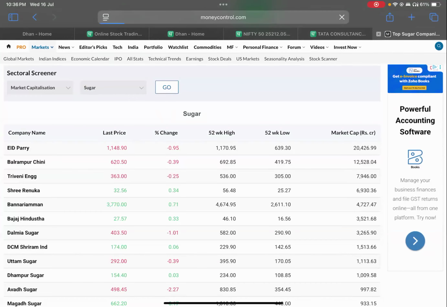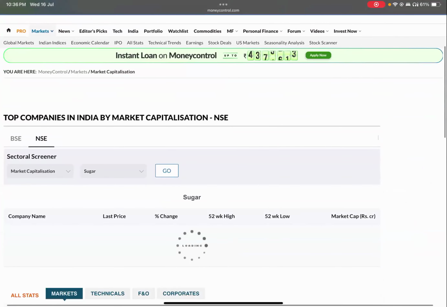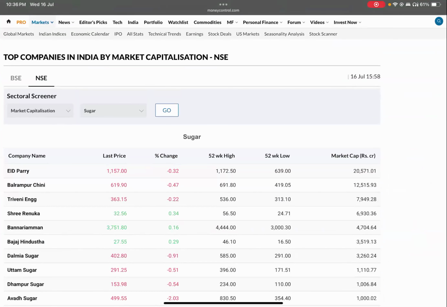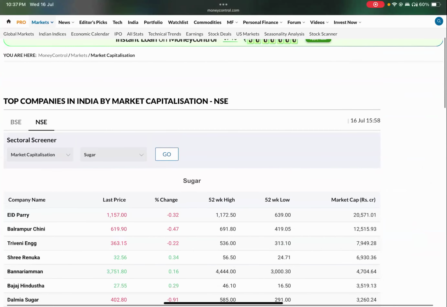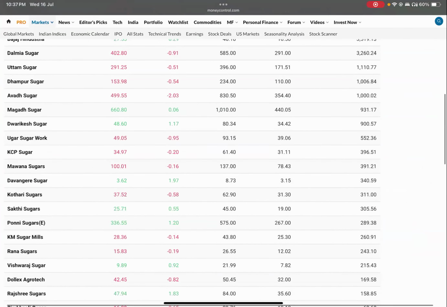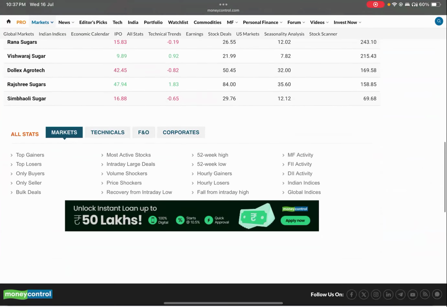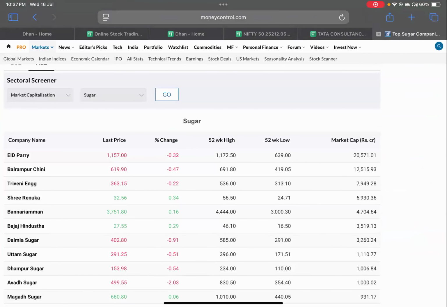And make sure, guys, you are trading on NSE stock only. Don't go for BSE stock. There's a reason behind it. I'll tell you guys later. There is no change in prices, guys, but trade in NSE. Now, here, these are the stocks in the sugar sector. Now, focus on a maximum of 3 or 4 stocks which are the horses of that sector.